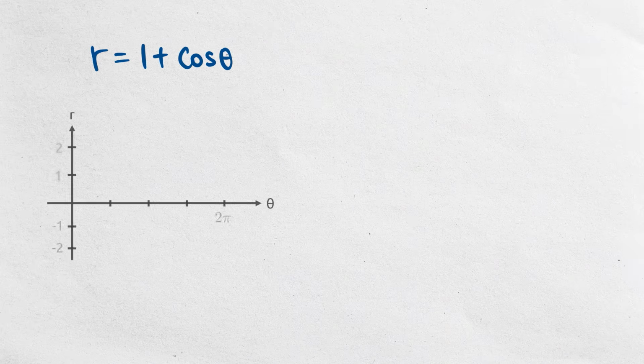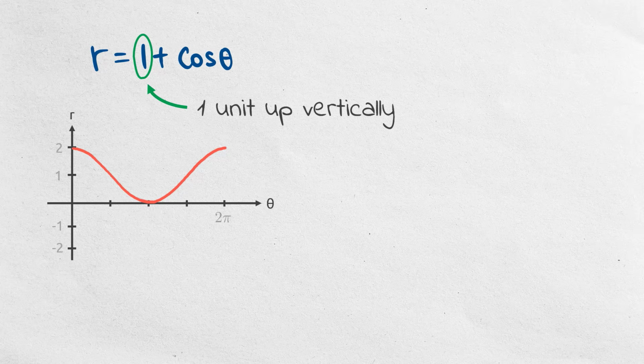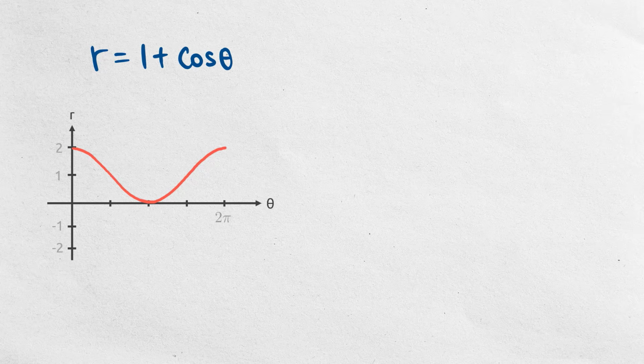So, let's get started. We now graph r equals 1 plus cosine theta in the xy plane. Start with a graph of the basic cosine function. This is one period of the graph. The 1 in the equation shifts the basic cosine graph 1 unit up vertically. So, that's our polar equation plotted in the rectangular plane.